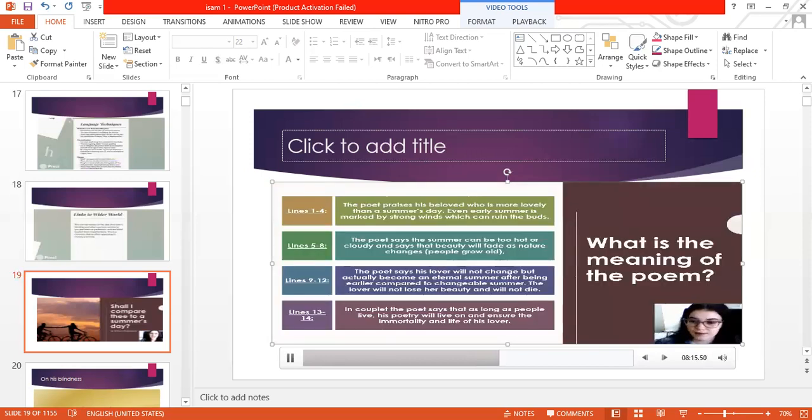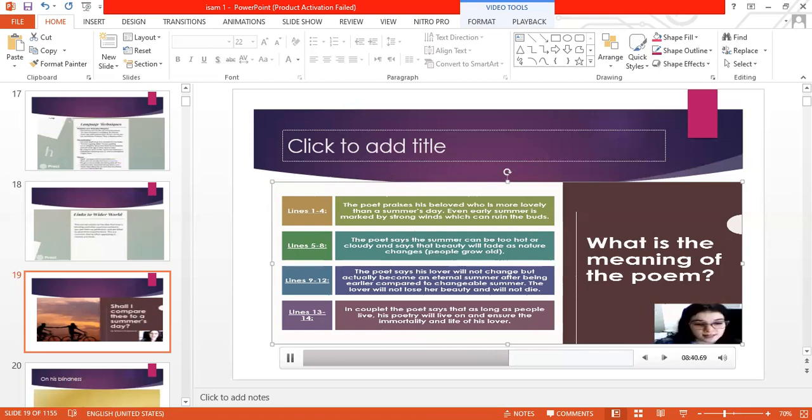Okay, so let's quickly summarize lines 1 to 4. Here the poet praises his beloved, who is more lovely than a summer's day. Even early summer is marked by strong winds, which can ruin the buds. Lines 5 to 8, the poet says that summer can be too hot or too cloudy, and that beauty will fade as nature changes, people grow old.